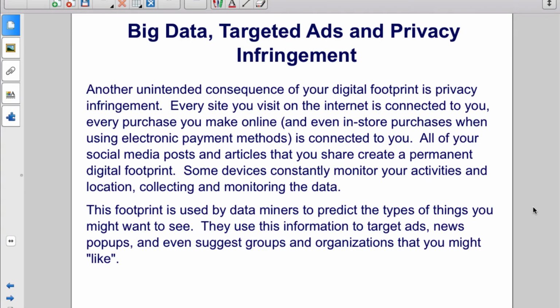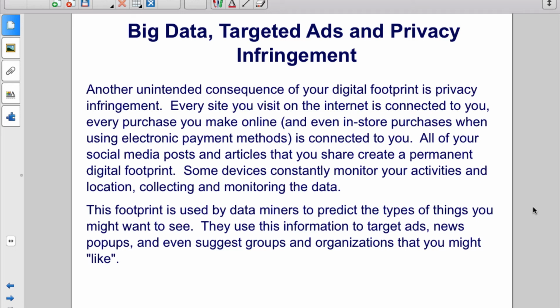Another unintended consequence of your digital footprint is privacy infringement. Every site you visit on the internet is connected to you. Every purchase you make online, and even in-store purchases when using electronic payment methods, is connected to you. All of your social media posts and articles that you share create a permanent digital footprint.